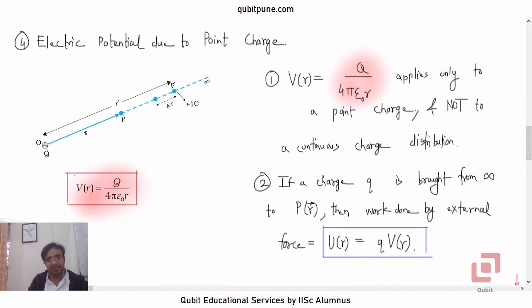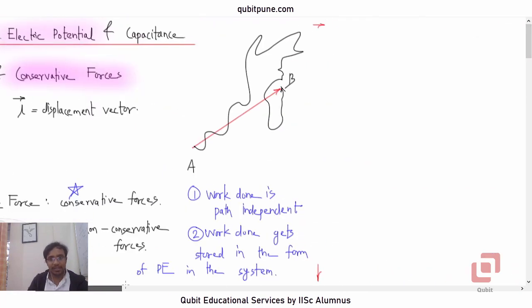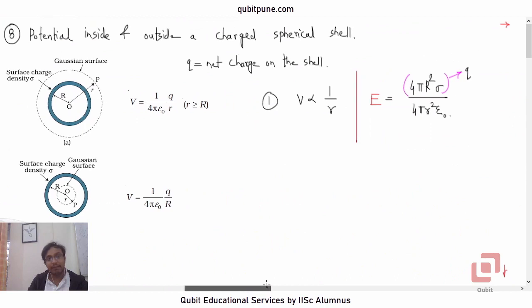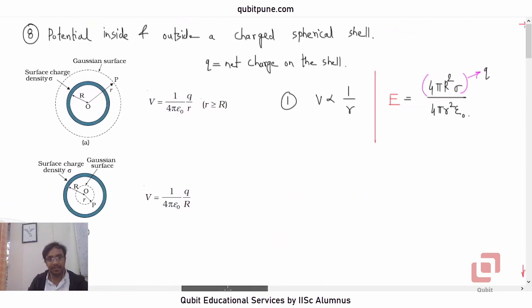The only difference is here they have called it capital Q because it is a point charge, and here they are calling it small q because it is behaving like a point charge kept at the center, with magnitude equal to 4 pi r squared sigma. R is the radius. Okay, now if you recall, the electric field inside the thin spherical shell is 0.